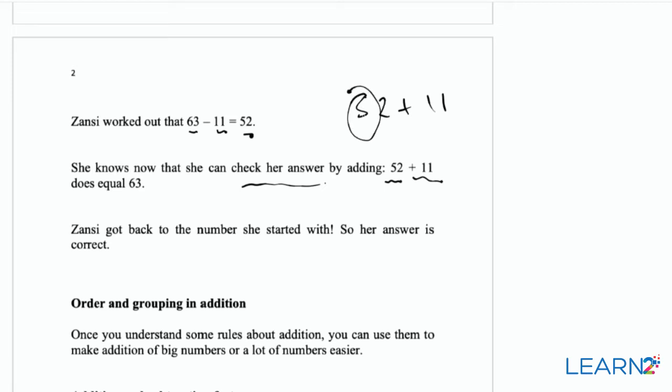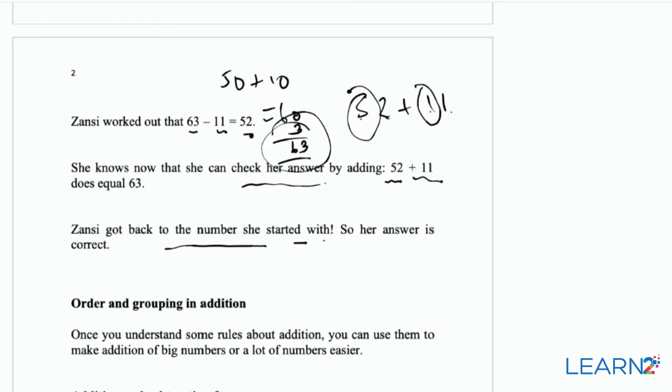Well, this 5 refers to 50. This 1 refers to 10. What is 50 plus 10? 50 plus 10 is 60. What is 2 plus 1? 3. So 60 plus 3 is 63. So that's one way in which you can work it out. So Zanzi got back to the same number she started with, and so her answer is correct.